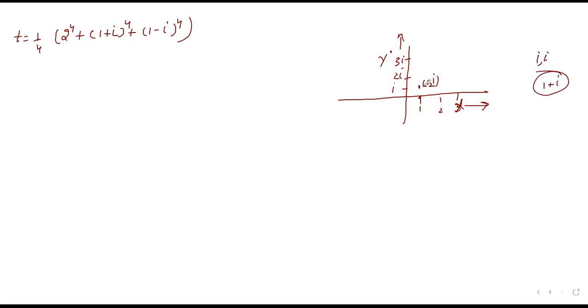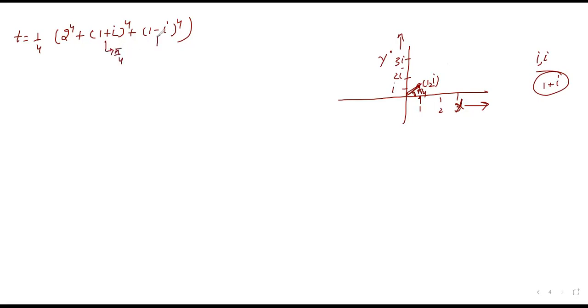Now what is the angle of this line with the x-axis? That is pi by 4, since it is 1 comma 1 only. So the argument of this one is pi by 4.